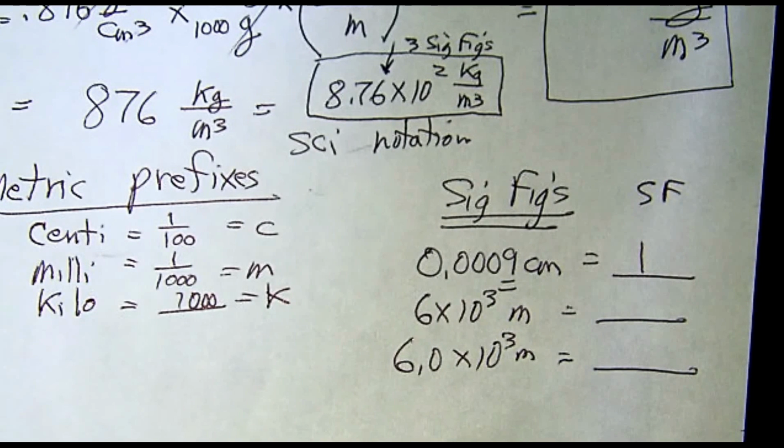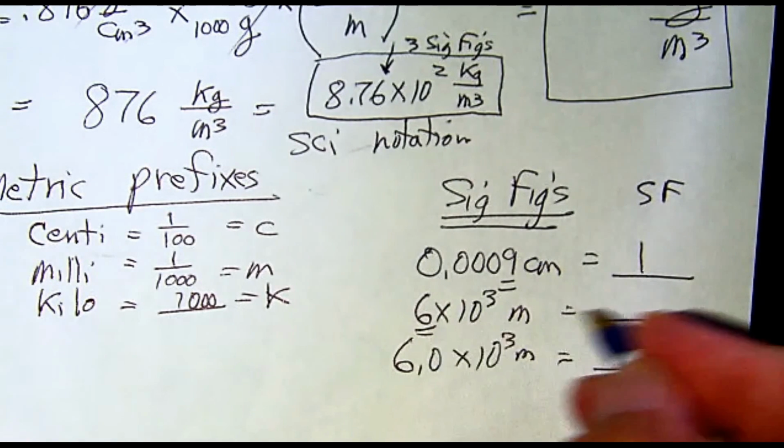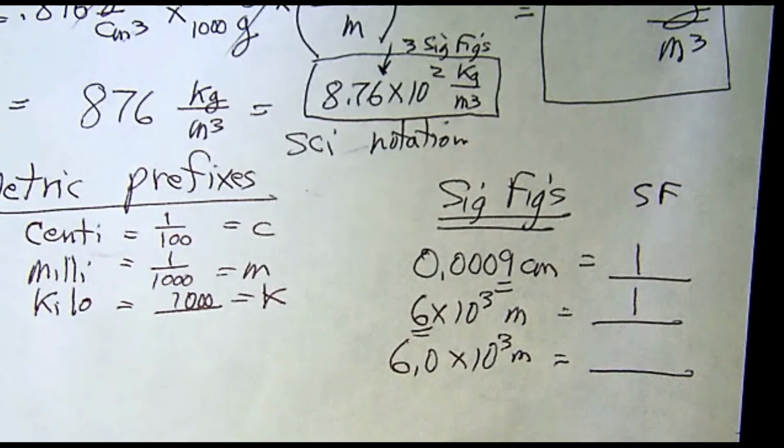Who have I lost over there on the side? Okay, and then we've got 6. That's only 1 sig fig. That means they only know that it's 6 kilometers as opposed to 5 kilometers, as opposed to 7 kilometers. They're guessing at that 6. They're guessing it's about 6 kilometers away or something, but that's the best guess they can make.